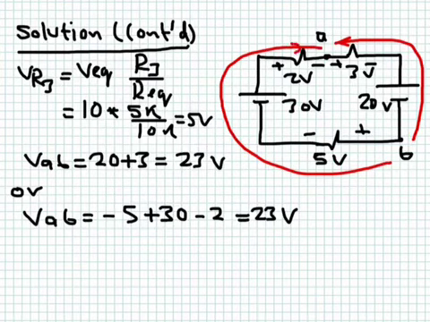Okay, and then I start to sum the drops going in the counterclockwise direction. This is again from KVL. Okay, so here going this way, you see plus minus, so it's gonna be minus 5 volts. You see negative positive, so it's gonna be plus 30, and another plus minus, you have minus 2, so it's gonna be minus 5 plus 30 minus 2, which is equal to 23 volts. The two answers should be exactly the same.